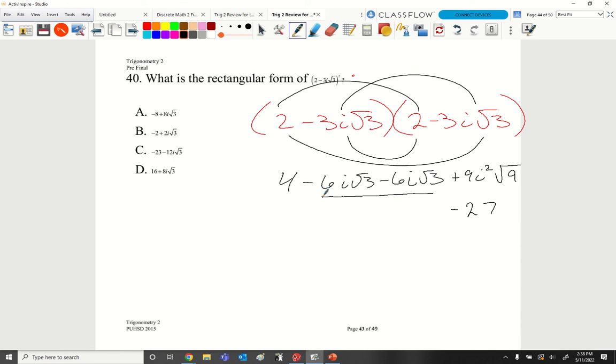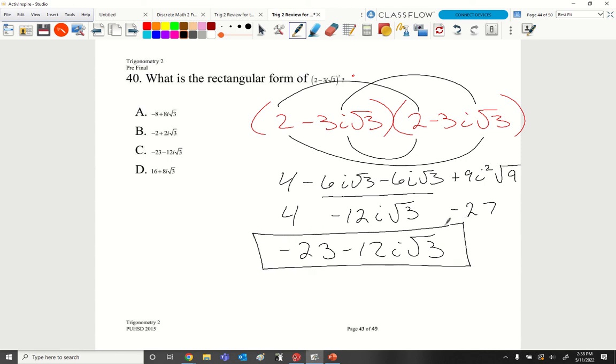Those are the same, right? Negative 12I radical 3. And then that 4, that's a real, isn't it? It's a real 4, so bring that down. Now I can combine the real with real. I don't have any other imaginary here, so I combine my positive 4 and negative 27, which is going to give me negative 23. So negative 23 minus 12I. There we go. And this is in what form? It is in rectangular form.